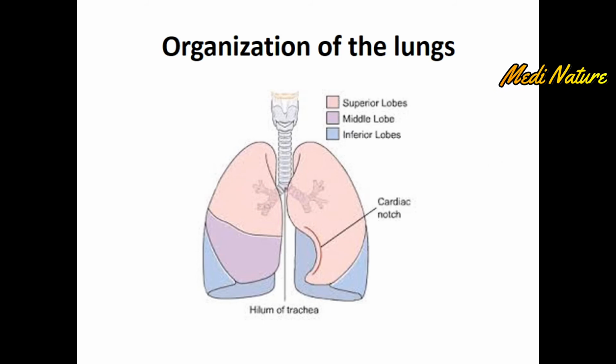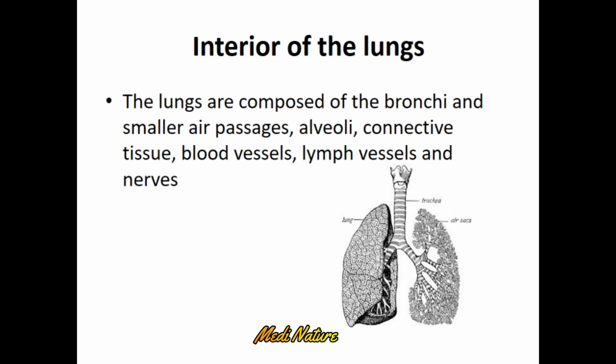In this image, you can see the organization of the lungs, the lobes of each lung. And you can see the cardiac notch, the space in the left lung which facilitates the accommodation of the heart. When we are considering the interior structure, the lung substance is composed of the bronchi, the smaller airways, alveoli, connective tissue, blood vessels, lymph vessels, and nerves.